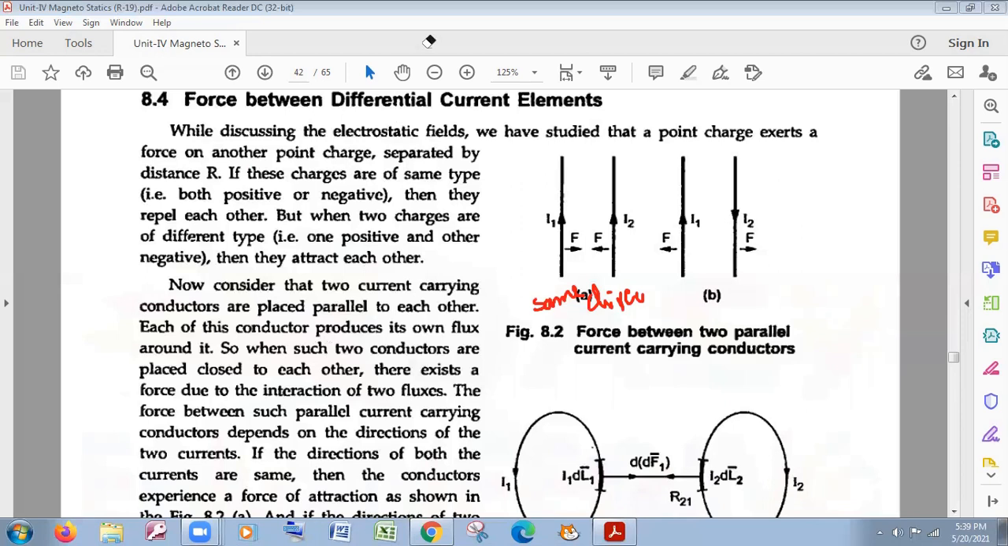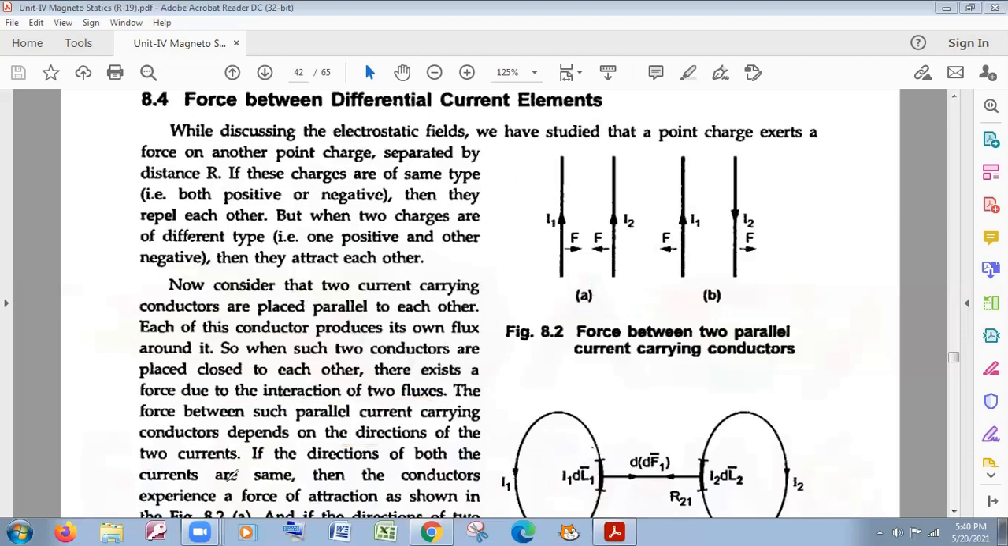Each of these conductors produces its own flux around it. So when such two conductors are placed close to each other, there exists a force due to the interaction of the two fluxes. The force between such parallel current carrying conductors depends on the directions of the two currents. The force is either attraction or repulsion, depending on the direction of the two currents.